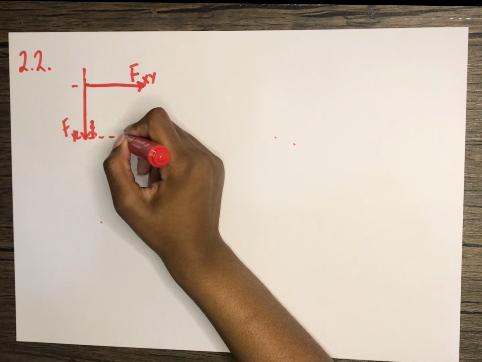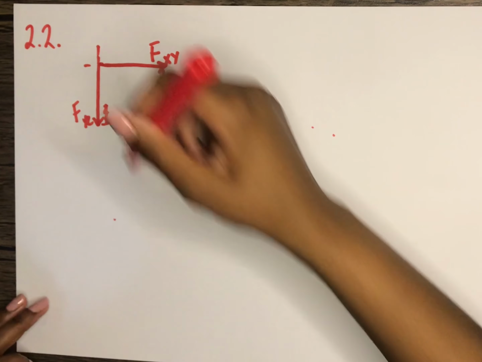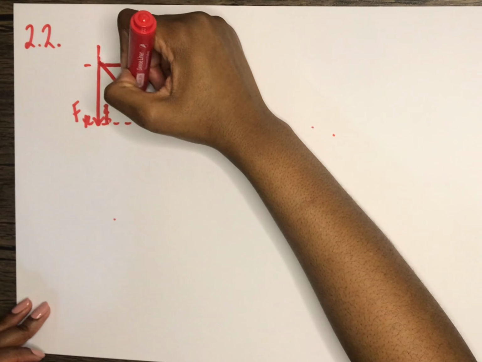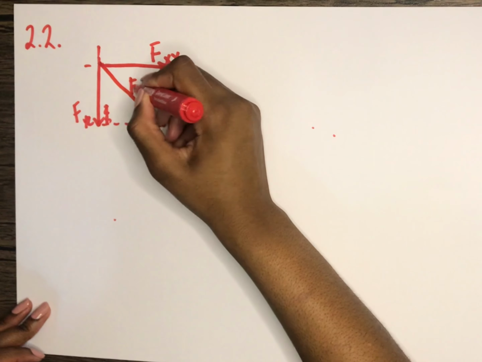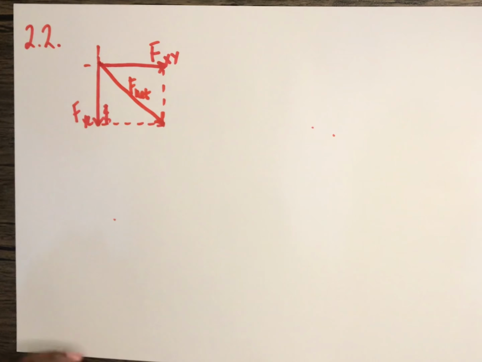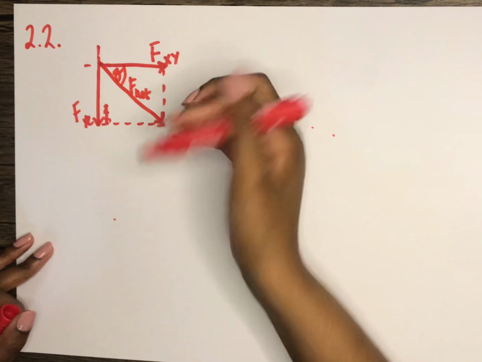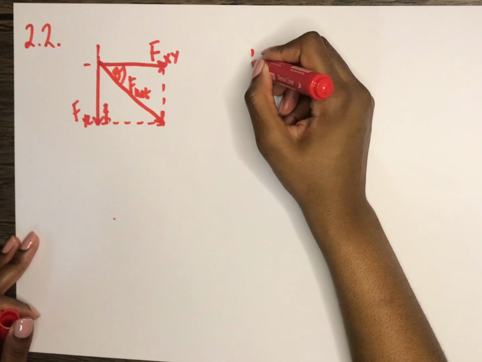So you just extend, and again from the origin you draw your F net, your resultant. So your direction, the direction of the net force, your theta would be here, or you can use the angle here, either or, right? I said there's two methods.